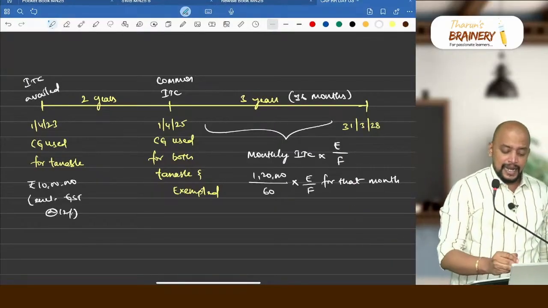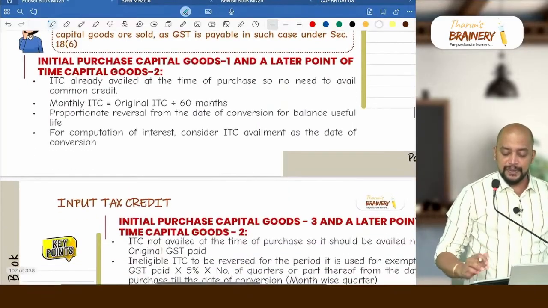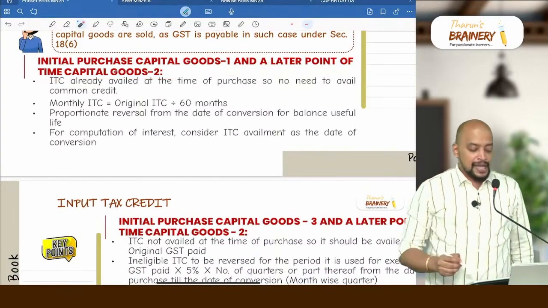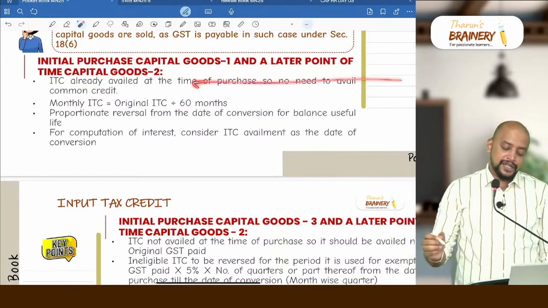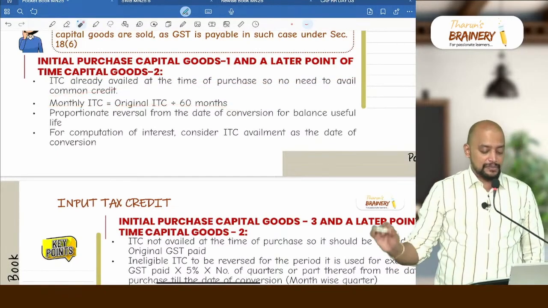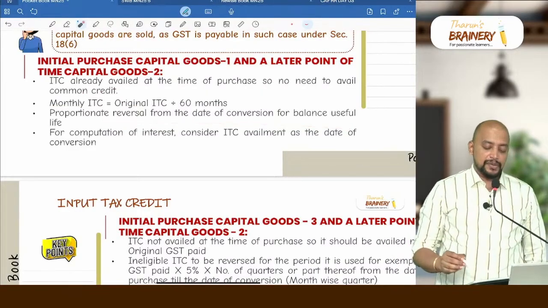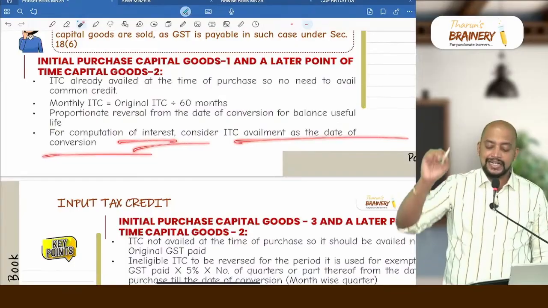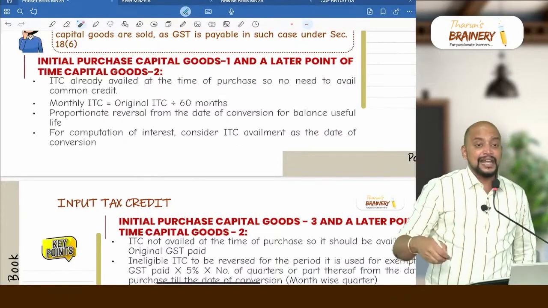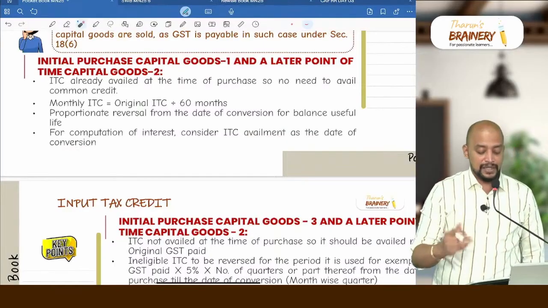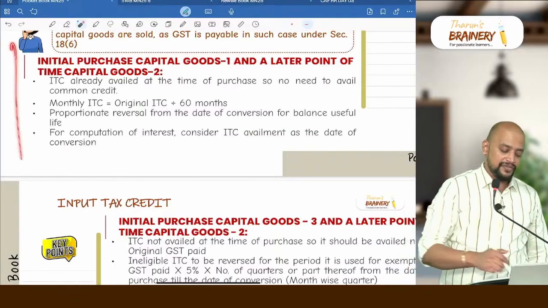This is in case when initially the capital goods are purchased and used for CG1, at a later point of time used for CG2. ITC already availed at the time of purchase, so no need to avail common credit. Monthly ITC equals original ITC divided by 60. Proportionate reversal from the month of conversion for balance useful life. And for computation of interest, consider ITC availment as the date of conversion. So whenever it got converted, that is taken as the date of availment of ITC. This is about the first situation.